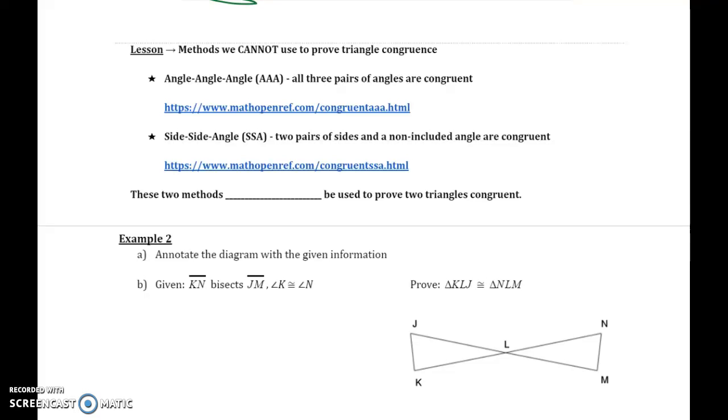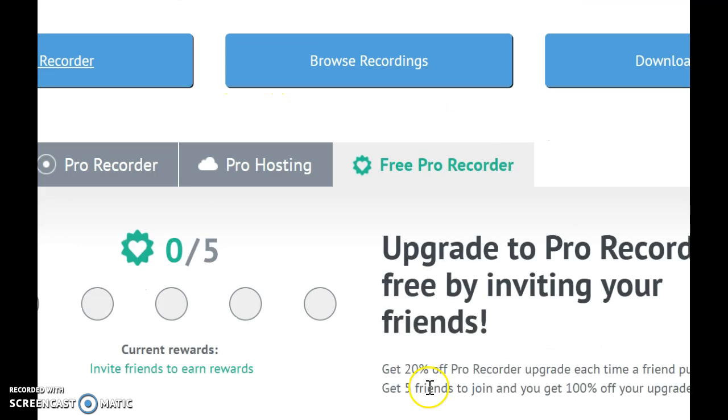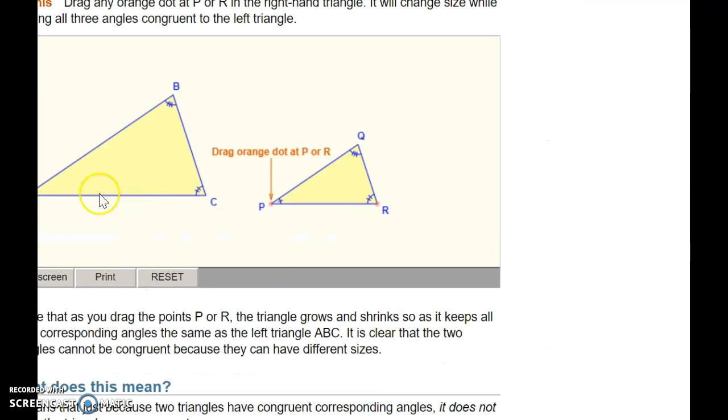Unit 4, Lesson 4. So we're at the last part of this lesson before we work on some examples of applying angles, angle side, and hypotenuse leg. These are methods that we cannot use to prove triangles congruent. So the first of these is angle, angle, angle. And let's show you why that is the case.